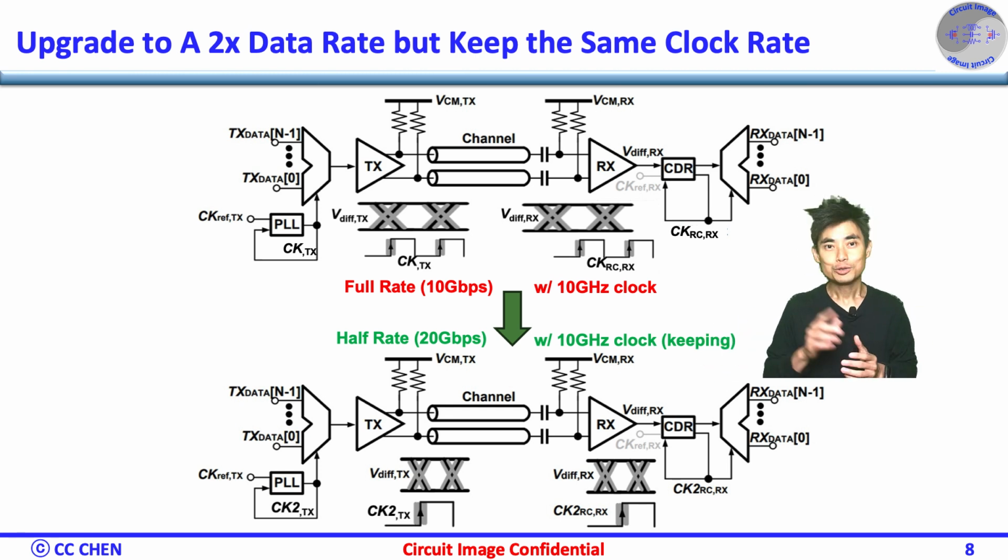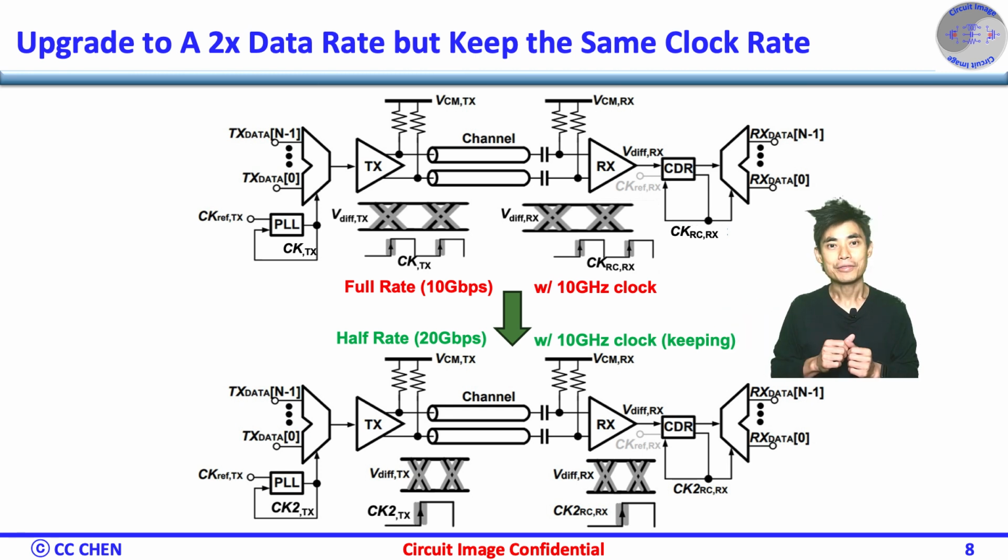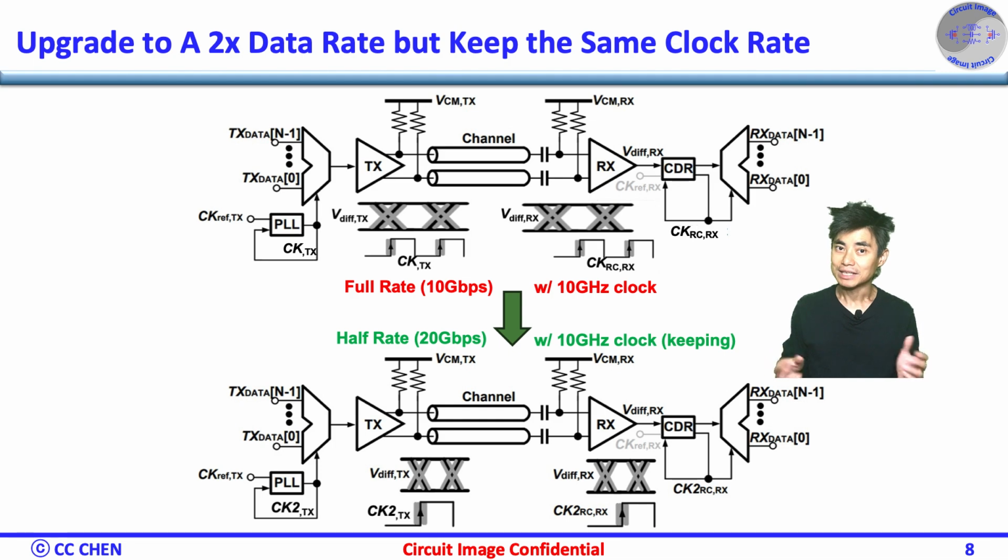Of course, you can keep your existing 10 GHz clocking without redesigning the clock path for the new 20 gigabit per second SerDes in this half rate clocking. Then you only need to redesign or retune the data path block, and hopefully that will save you extra effort into designing the clock block at 20 GHz.